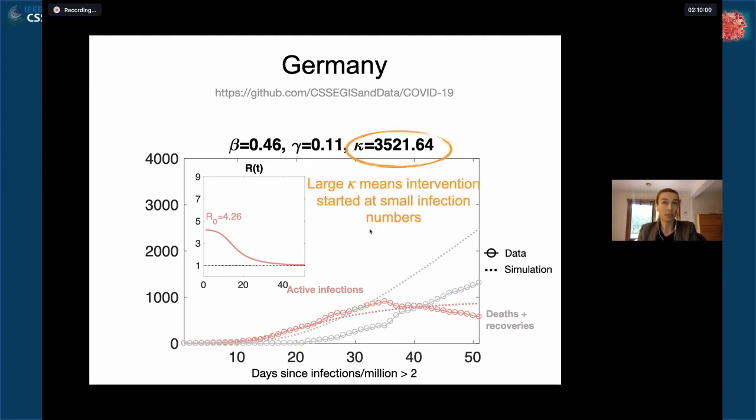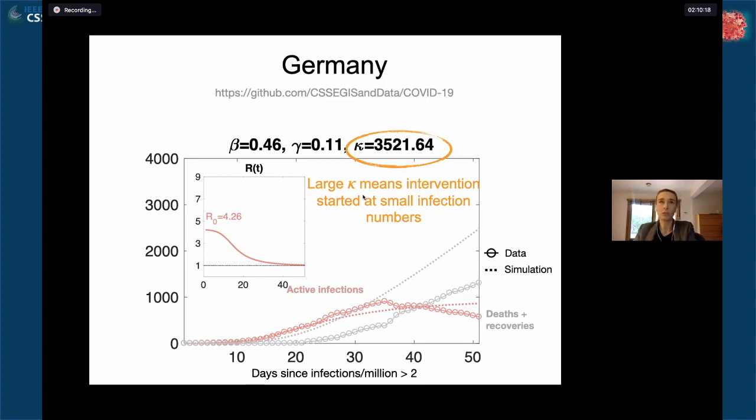So the notable thing is, though, that the kappa fit is much higher than in any other case, which suggests that as the epidemic has evolved, Germany seems to have been able to contain it faster and better than everybody else. Now, I want to conclude with a slide.